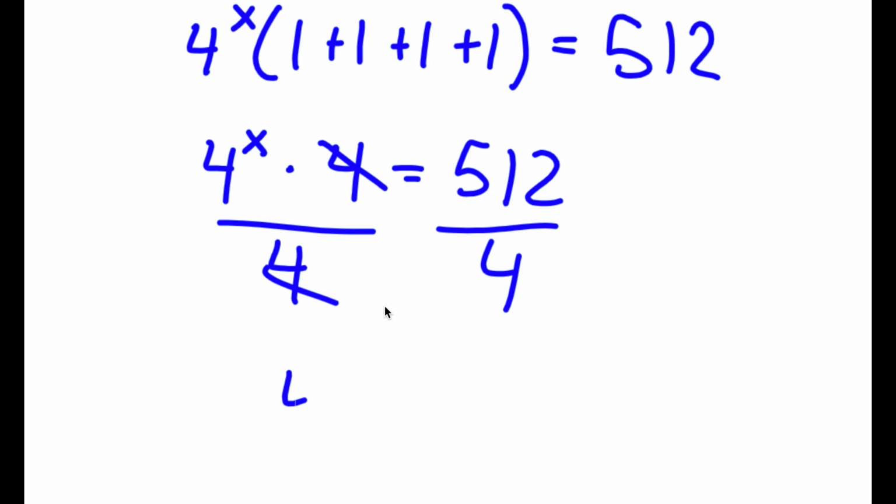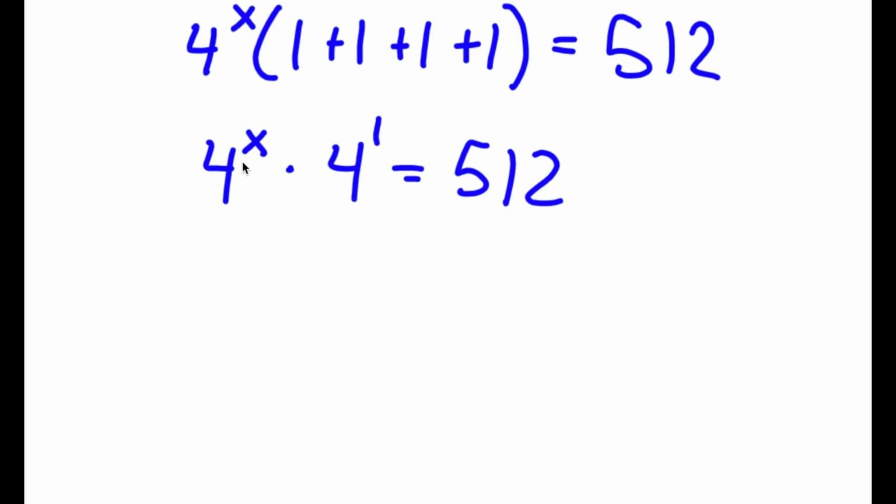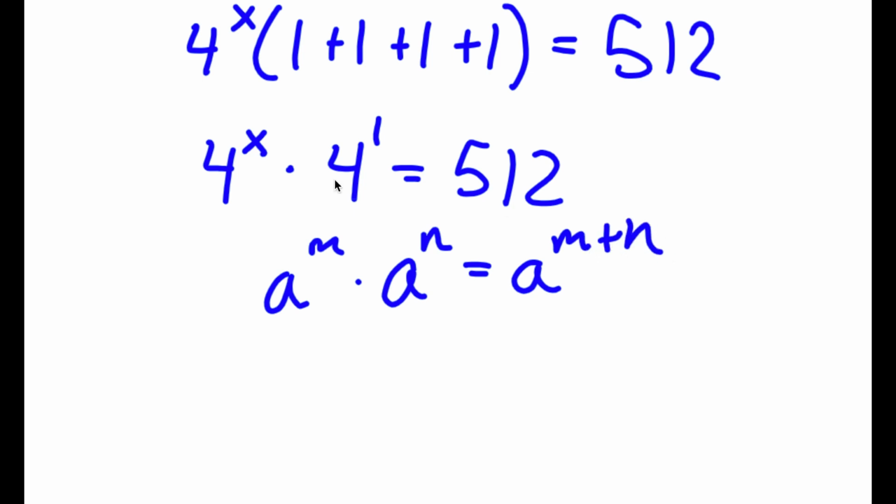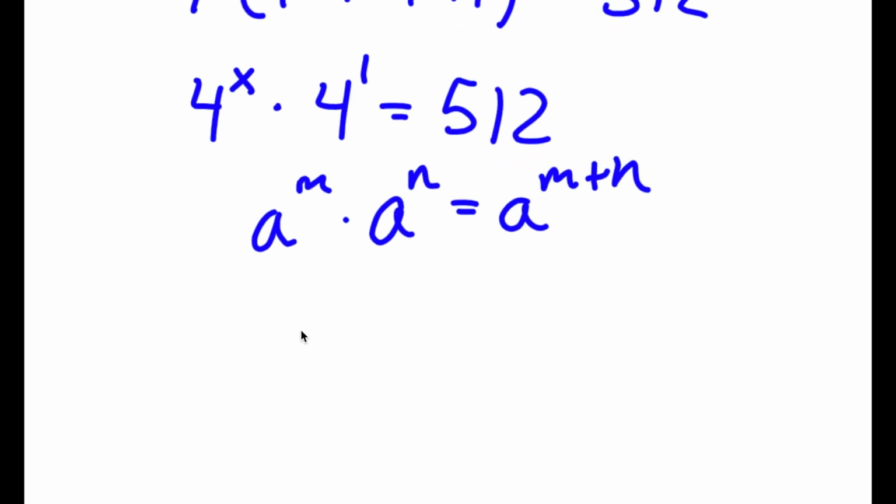actually, instead of doing that, I'm going to multiply these two. So if I have something in the form a to the power of m times a to the power of n, this is equal to a to the power of m plus n. So 4 to the power of x times 4 to the power of 1, that's going to equal 4 to the power of x plus 1, which is equal to 512.